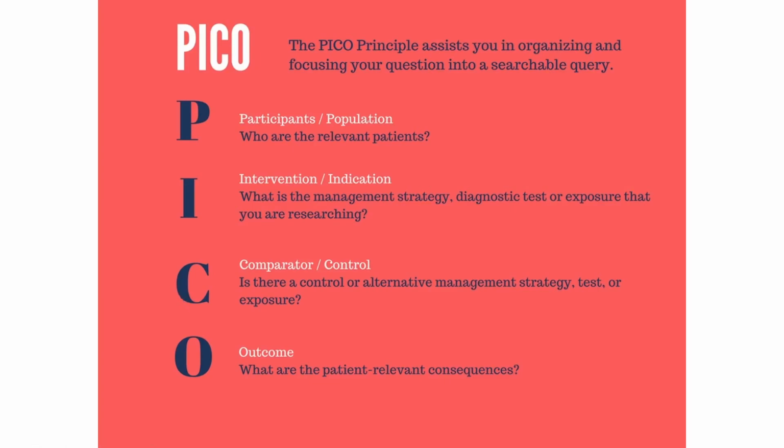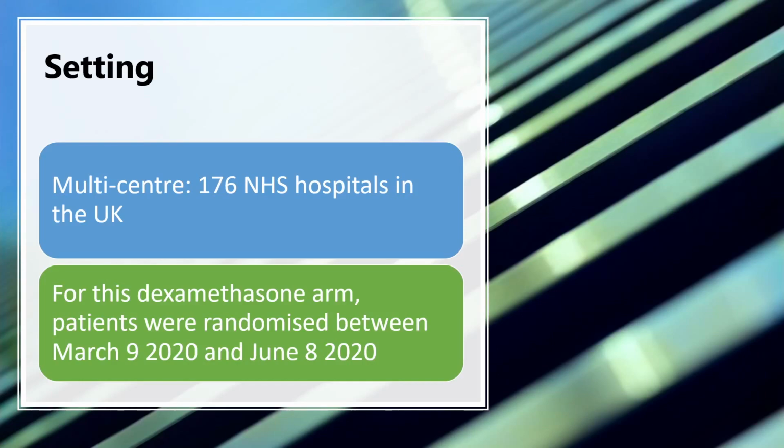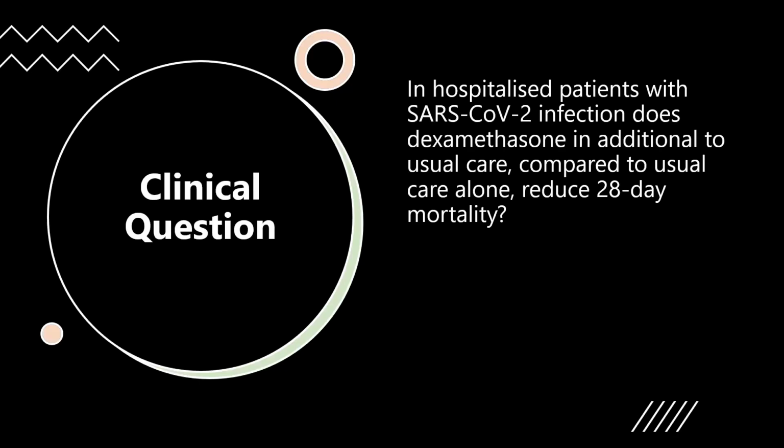Before that, we need to know about the RECOVERY trial setting. The RECOVERY trial was done in the UK and included 176 NHS hospitals, and the patients were recruited from March 9th to June 8th, 2020. So the clinical question was: in hospitalized patients with SARS-CoV-2, does dexamethasone in addition to usual care, compared to usual care alone, reduce 28-day mortality or not? This was the clinical question.